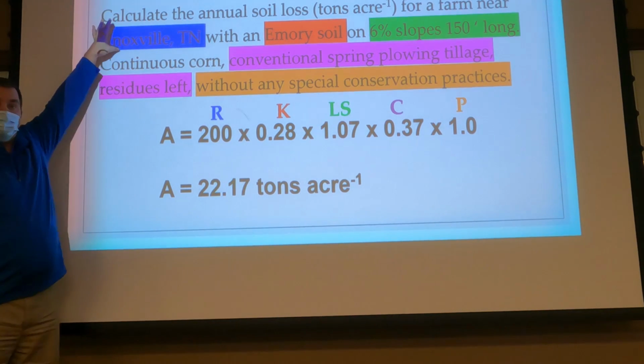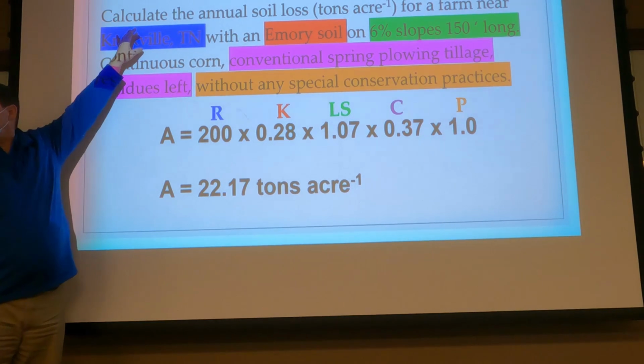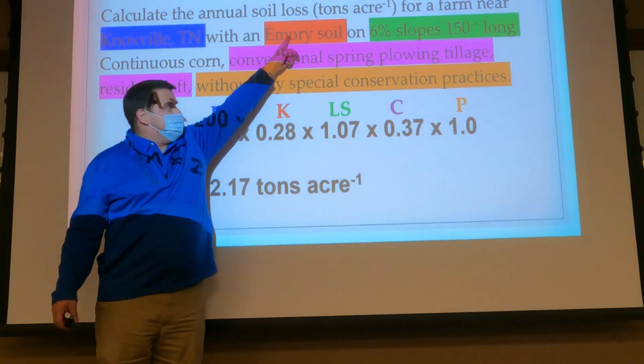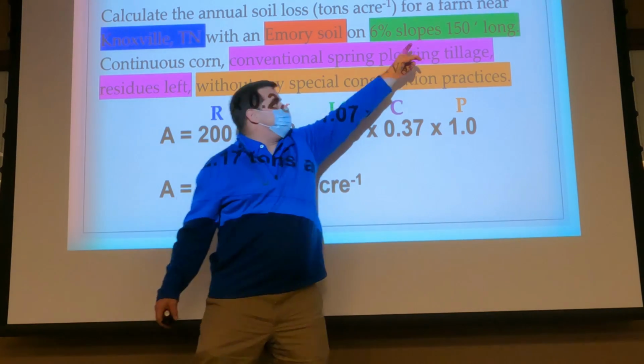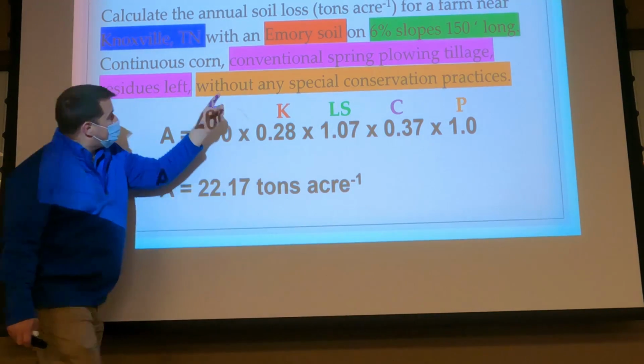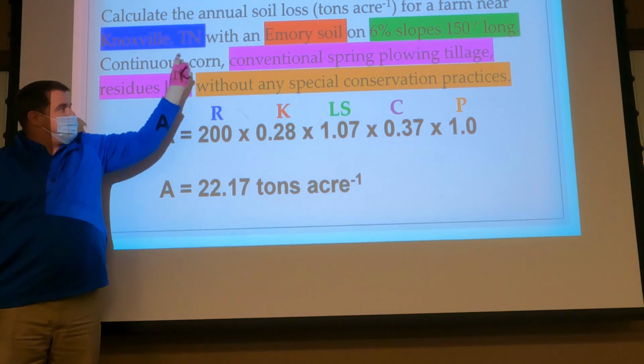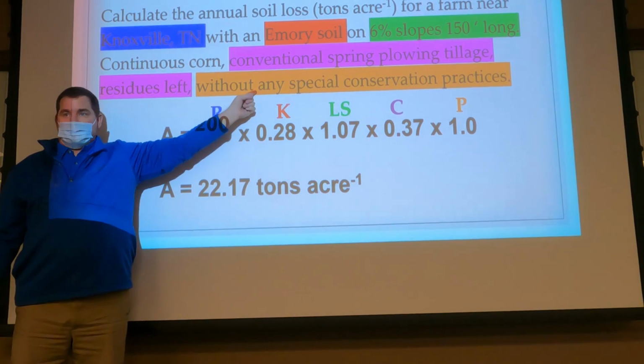I found my R based upon my location and my isotherm. I found K, my length and slope, my crop management, and then my erosion control practices.